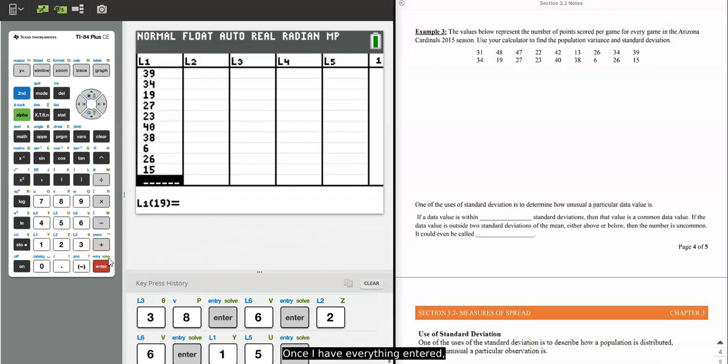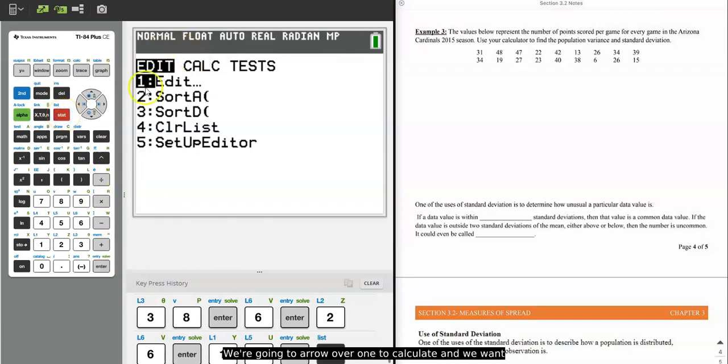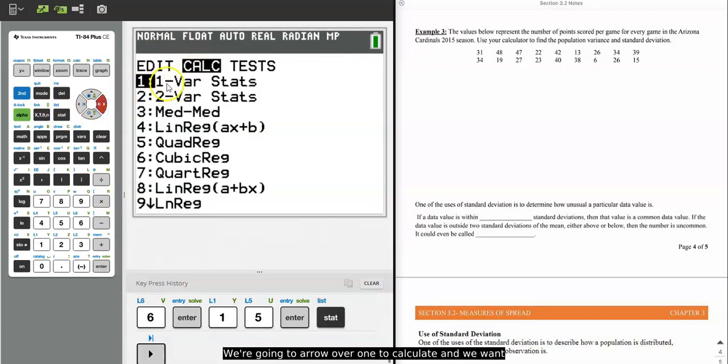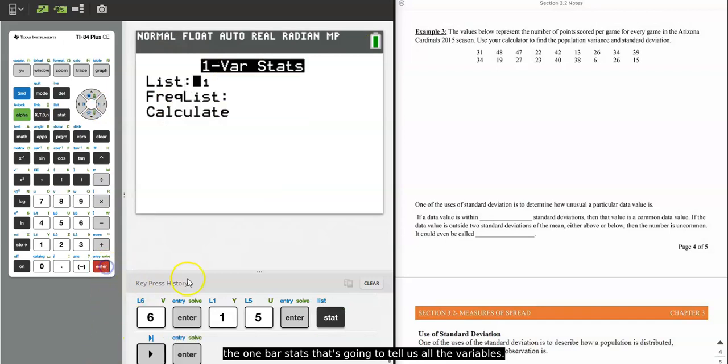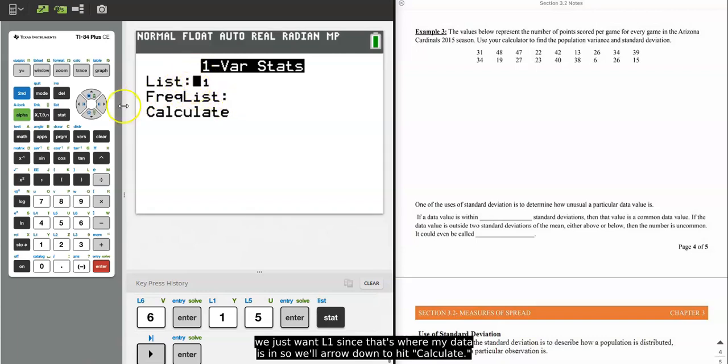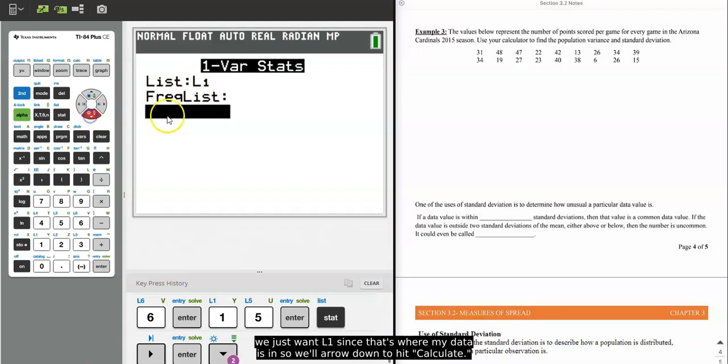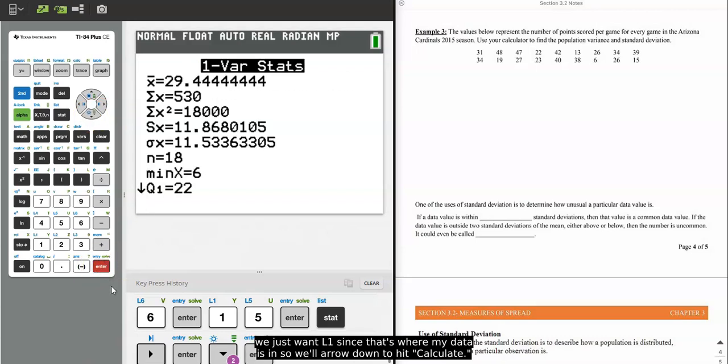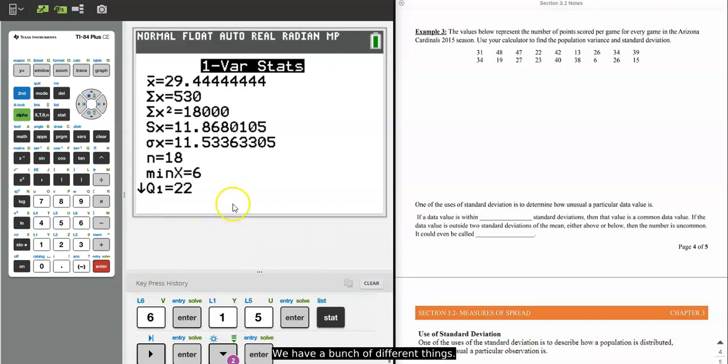So once I have everything entered, we are going to go back to our stat button. We're going to arrow over to calculate, and we want the 1-Var Stats. That's going to tell us all the variables. So we looked at using L1 and L2 previously. We just want L1 since that's where my data is. So we'll arrow down to hit calculate. And so we have a bunch of different things. If it had asked for the mean, that would be this first one here, roughly 29.4. It's asking for the population variance and standard deviation.